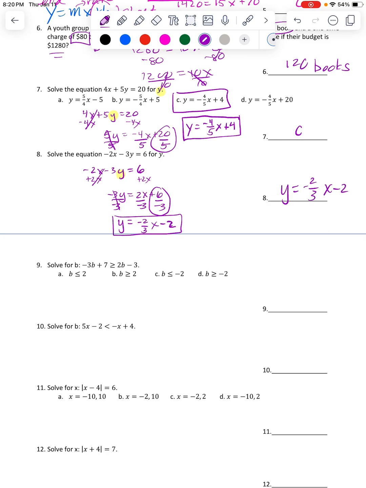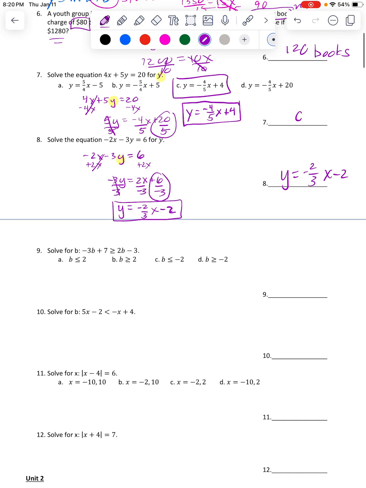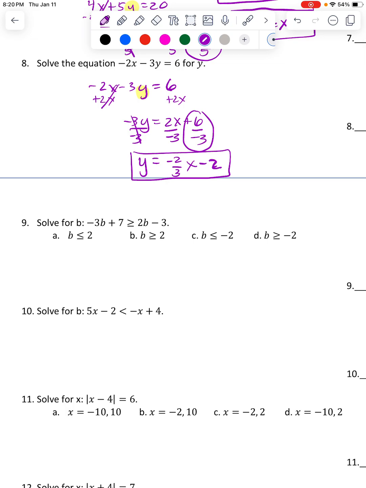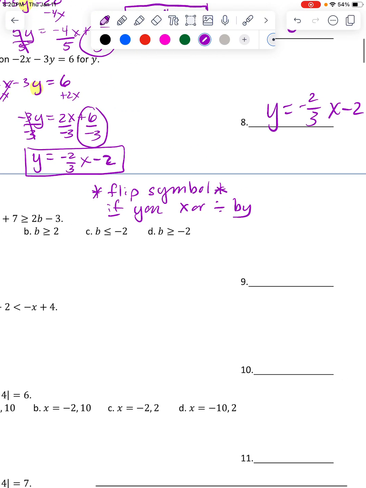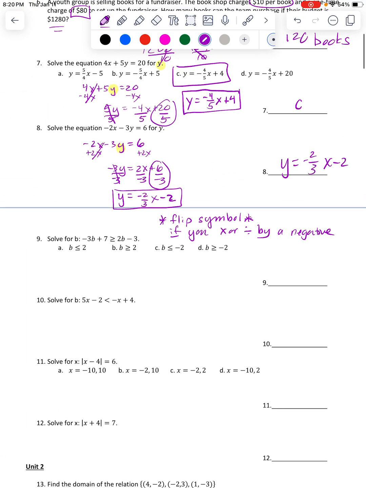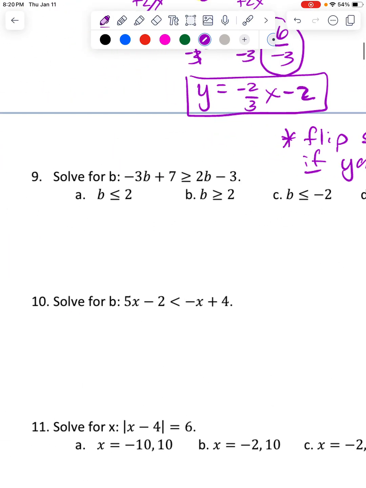All right, so now I still am solving, but this one has an inequality. And keep in mind that in that situation, there's one difference in that you need to flip the symbol from greater than to less than if you multiply or divide by a negative. So if we multiply by a negative or we divide by a negative number, we're going to need to flip the symbol. If we don't, it's kind of just like solving.